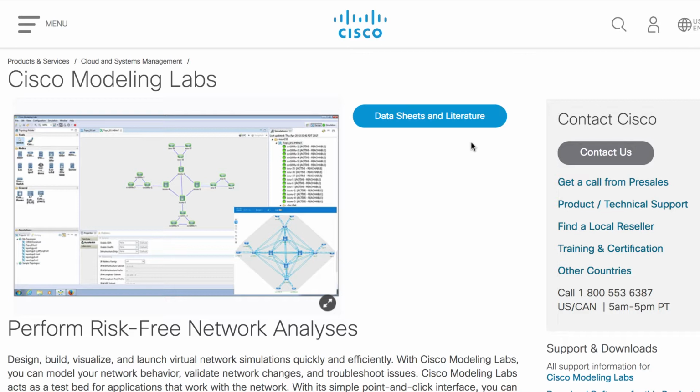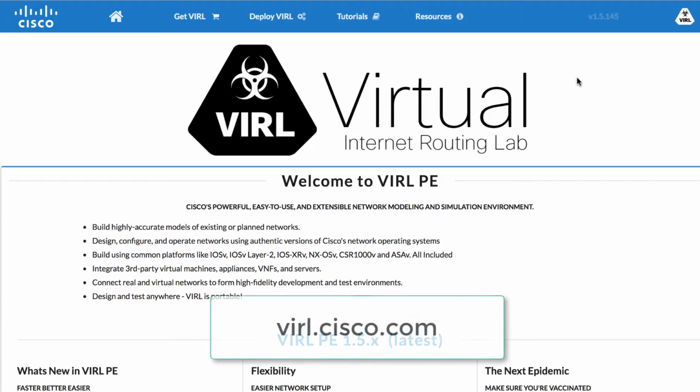Cisco then released VIRL, a Virtual Internet Routing Lab for individuals and personal use. This is the VIRL website. It is very similar to CML, with limitations on the number of nodes that you can simulate at a time. VIRL is designed to build and run network simulations without the need for physical hardware. It provides a scalable, extensible network design and simulation environment for engineers to build network labs and students to learn about network technologies.